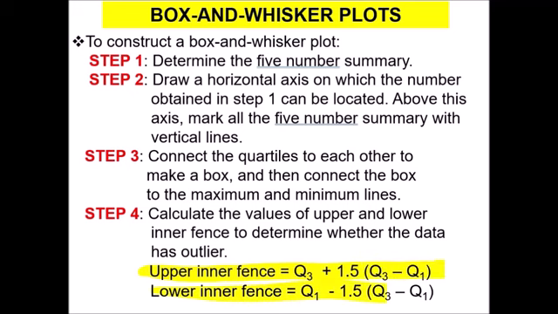inner fence. The upper inner fence is Q3, the third quartile, plus 1.5 times the interquartile range, Q3 minus Q1. But to find the lower inner fence, Q1 minus 1.5 times the interquartile range. Why do we need to calculate the upper inner fence and the lower inner fence? Because we want to determine whether the data has outliers or not.